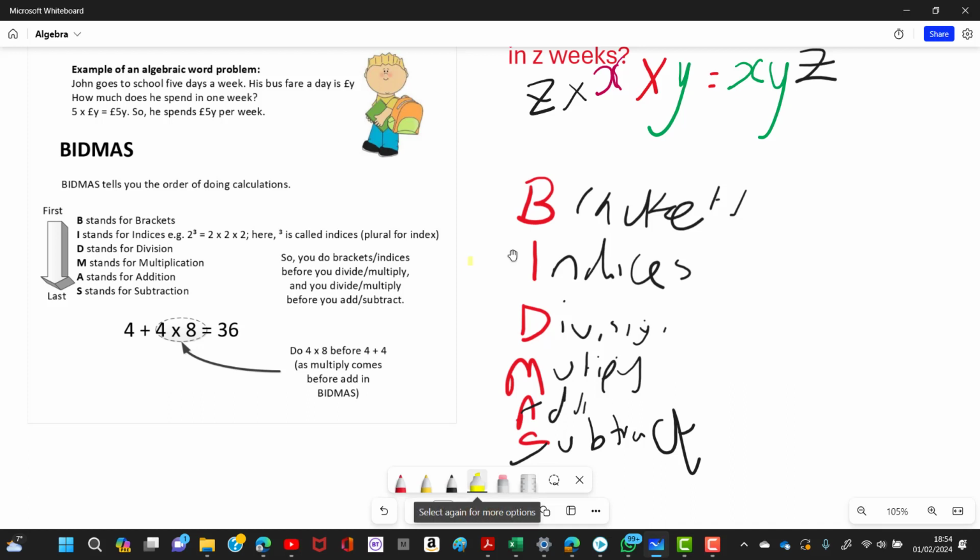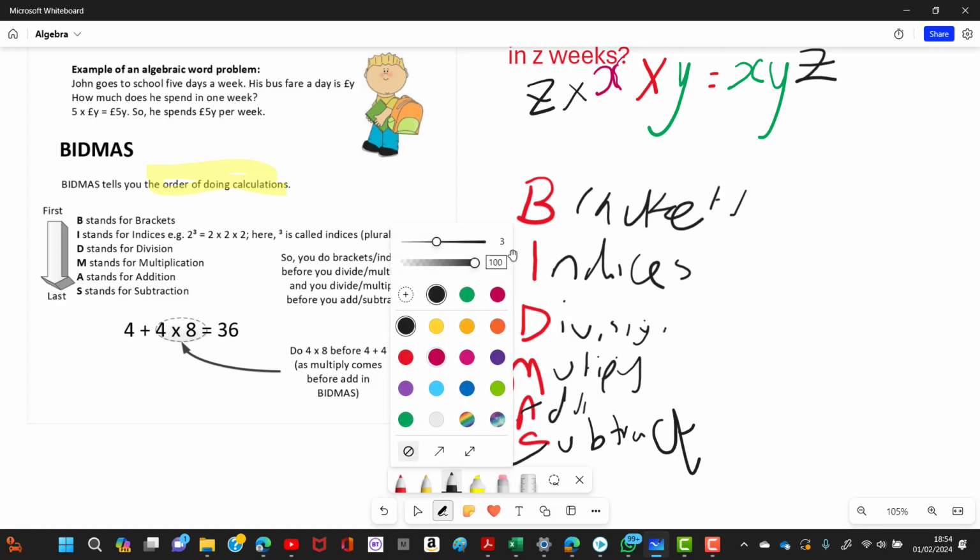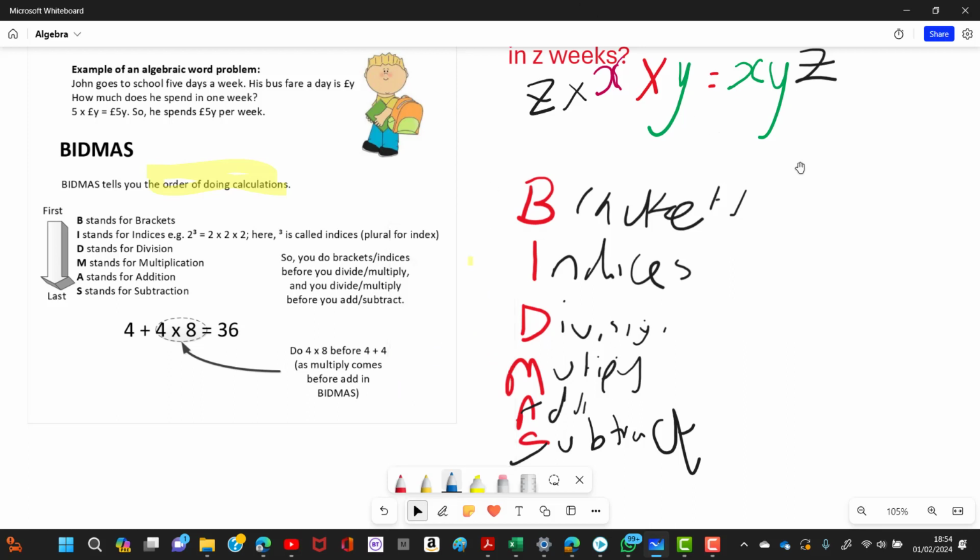The order of doing things tells you the order of doing calculations. Now the higher up it appears on the list, the sooner you do it. So for instance, we would do brackets before everything else, and we do division and multiplication before we do addition and subtraction. Okay, so let's give an example.